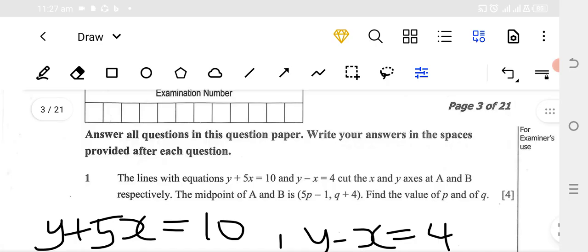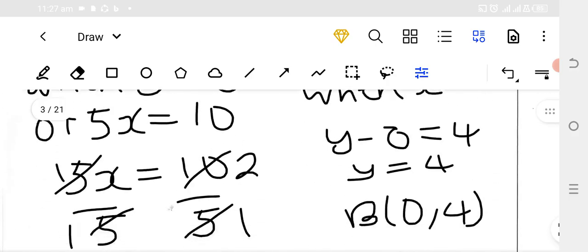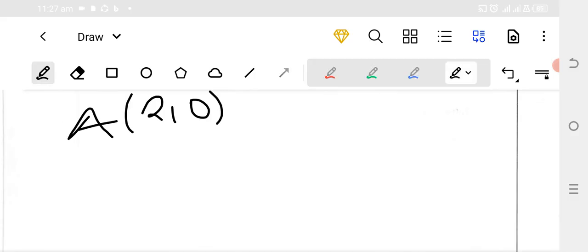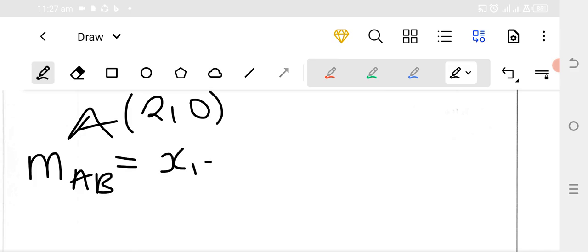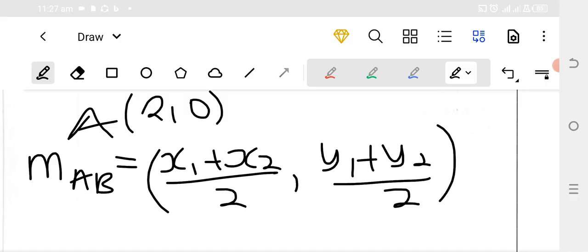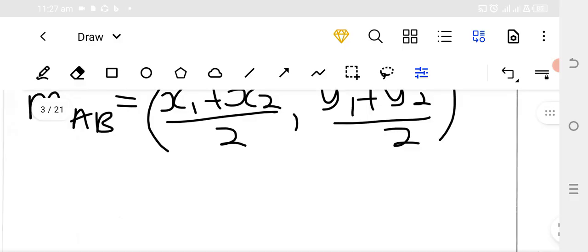But take note, they are saying the midpoint of A and B is (5P minus 1, Q plus 4). When you see that, you don't need to overthink. You just need to know that you have to find the midpoint of A and B. This is how you write it. Midpoint of A and B is equal to (x subscript 1 plus x subscript 2, divided by 2), (y subscript 1 plus y subscript 2, divided by 2).